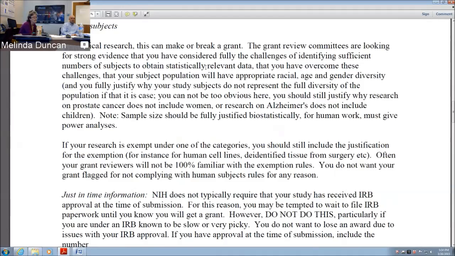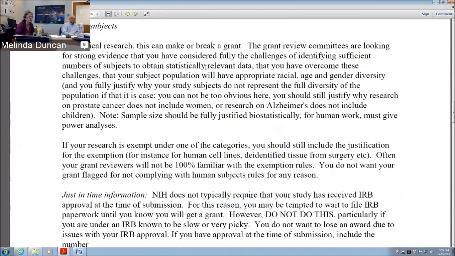Now, while I have never seen a mistake in an animal subjects section, really, except for primate work, annoy the reviewers enough to really affect the impact score, the human subject section can really make or break a grant. If you don't really use the human subject section to address the full challenges of patient numbers, power analysis, do you have the appropriate racial, age, and gender diversity in your study population?